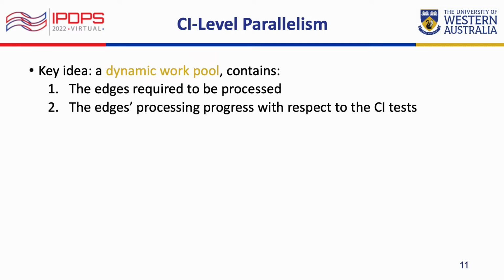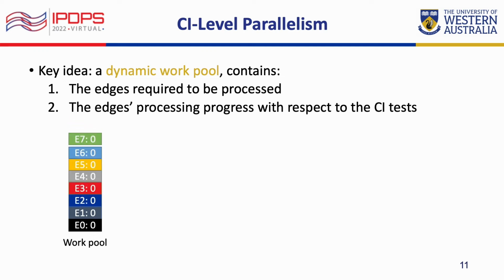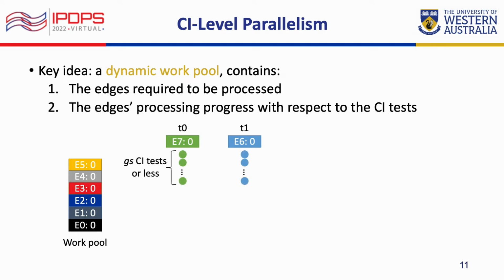For example, suppose we have 8 edges and 2 threads. At the beginning, all the 8 edges are pushed into the work pool with 0 processing progresses. Then, 2 edges are popped from the work pool and assigned to the threads. Each thread is responsible for processing a group of CI tests of the assigned edge. We use group size GS to define this number, which means each thread handles the next GS CI tests of the assigned edge, or handles fewer than GS CI tests if fewer than GS tests remain for that edge.